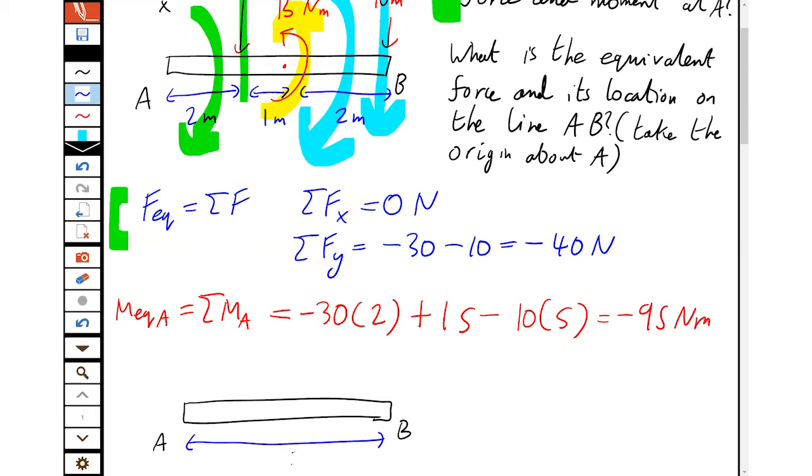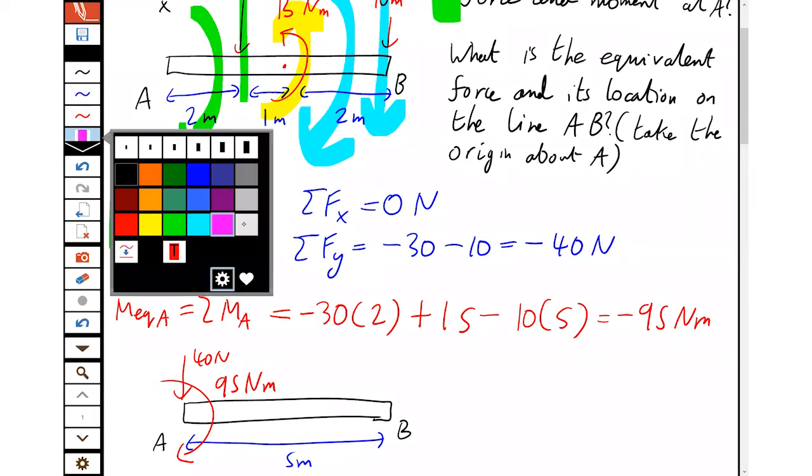It's a 5 meter long beam. And in terms of A, we can now say, okay, that's 40 newtons down and minus 95 Newton meters. So that's 95 Newton meters clockwise at A. Now that we've got that, we can move on to the second part of the problem.